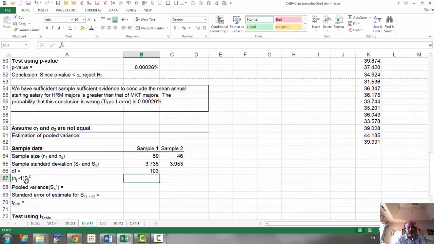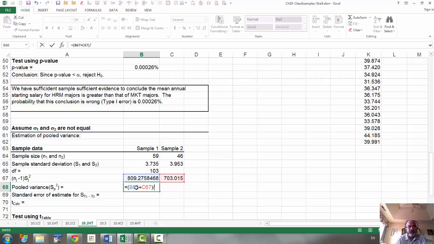Now for pooled variance, we need n sub j minus 1, that is sample size minus 1, times the variance. So let's do that for each sample. You take the first n minus 1, that's the degrees of freedom for the first sample, times the standard deviation squared. That's for the first sample, and then do the same for the second sample. Now the pooled variance estimate is you take the sum of these two and then divide by the degrees of freedom.